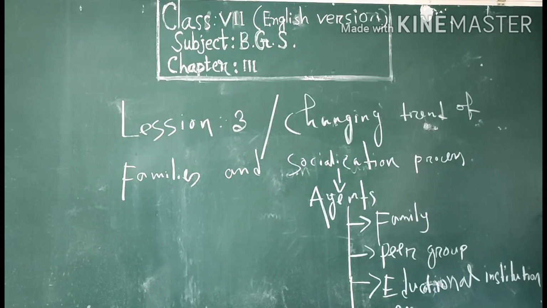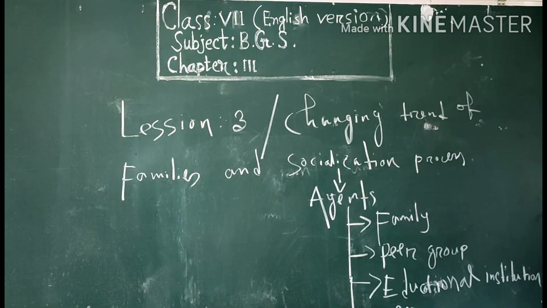Third is educational institutions. Children also learn about their existing society from different types of educational institutions, such as school, college, or university. And last of all, media. Especially in modern society, most of the children are using the internet. That's why they are used to different types of internet games. Apart from this, they are using social networks. That's why sometimes they are misguided.